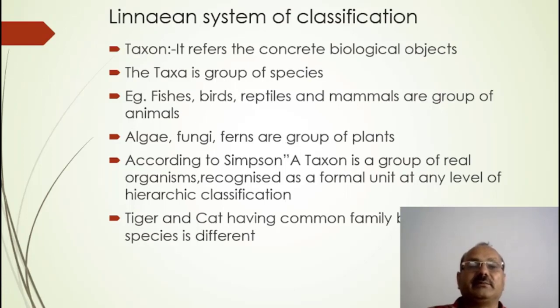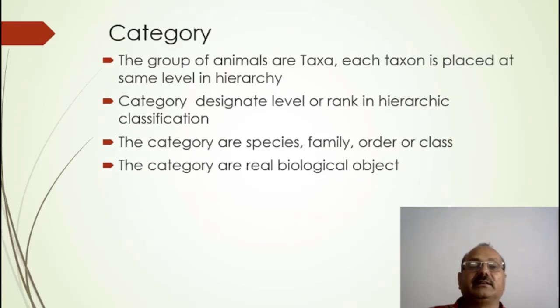This system includes the taxon, which refers to a concrete biological object. A taxon is a group of species, for example, fishes, birds, reptiles, mammals are groups of animals. Algae, fungi, ferns are groups of plants. According to Simpson, a taxon is a group of real organisms recognized as a formal unit at any level of hierarchical classification. Tiger and cat have a common family, but genus and species are different.